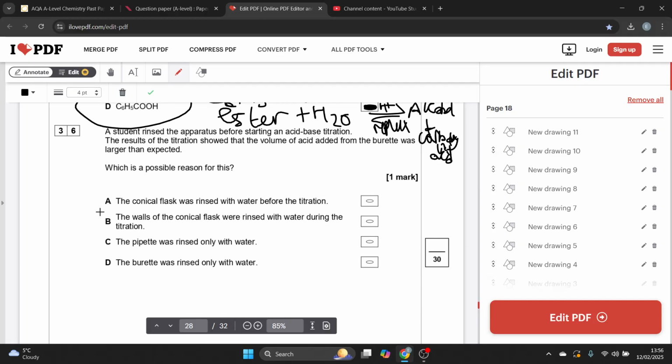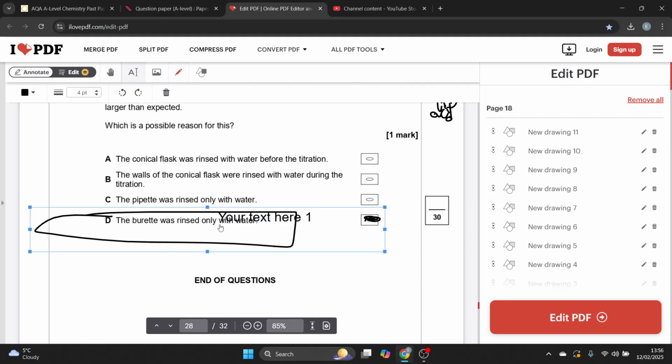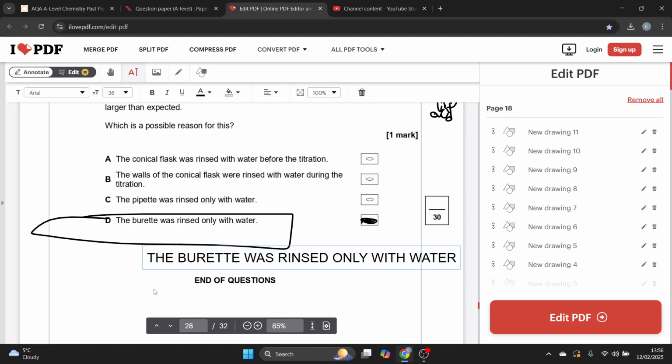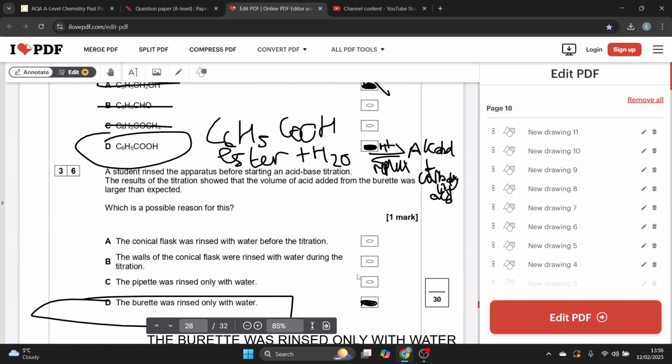The final one: you should rinse apparatus before starting an acid-base titration. The results of the titration showed that the volume of acid added from the burette was larger than expected. What is a possible reason for this? The idea that the burette was rinsed only with water. The burette was rinsed only with water. And that is the end of section B and the multiple choice questions.